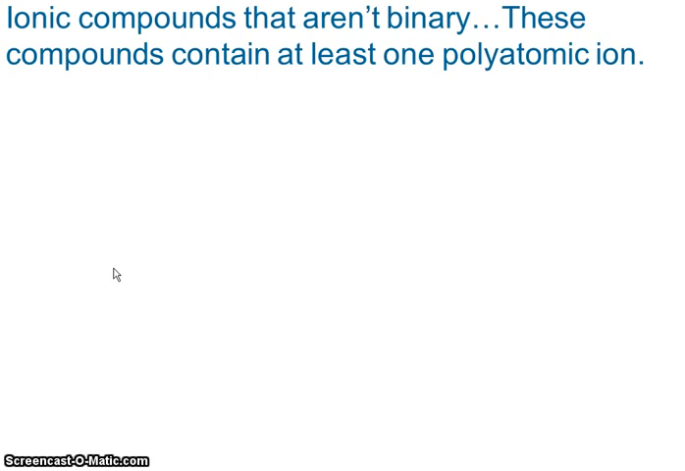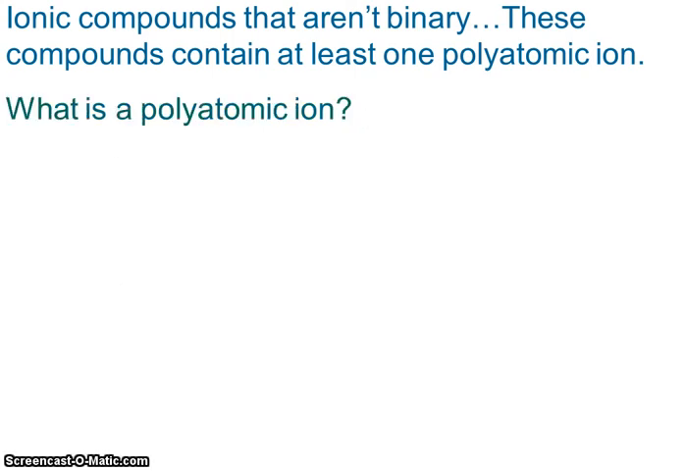Anytime I bump into ionic compounds that aren't binary, this means they contain at least one polyatomic ion. Now, these can have transition metals. They cannot have transition metals. That doesn't matter. This is a whole other category. These are ones that have more than 2 elements present. And so when they do that, we have those polyatomic ions.